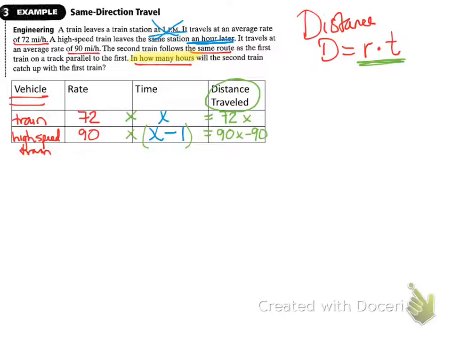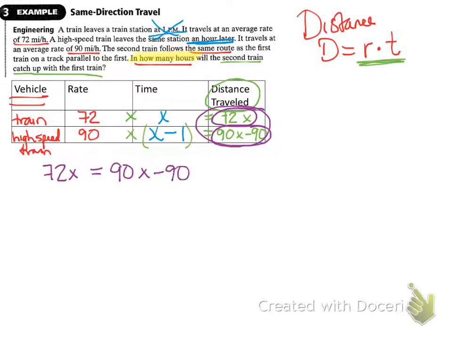Okay, now, how am I going to write my equation? They're traveling in the same direction, so their distances, how long will it take the second train to catch up with the first? Their distances should be equal. So the distance of this train should equal the distance of this train. So the equation I want to solve is 72x equals 90x minus 90.